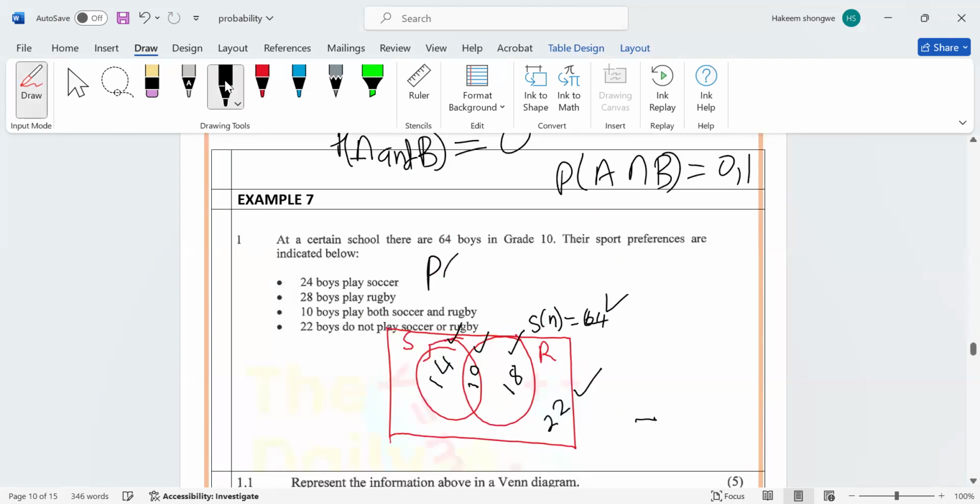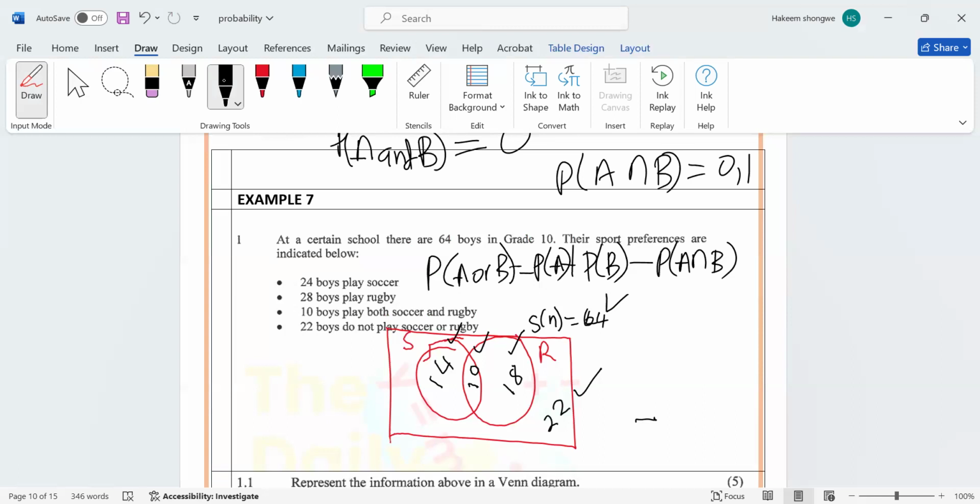We would have said the probability of A or B. In this case, A or B is soccer or rugby. What does the formula say? It says this is going to be given by the probability of A plus the probability of B minus the probability of A and B. Remember, it doesn't say A only. It doesn't say B only. It says the probability of A plus the probability of B minus the probability of A and B.